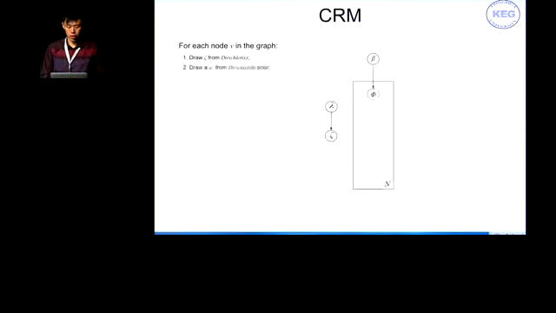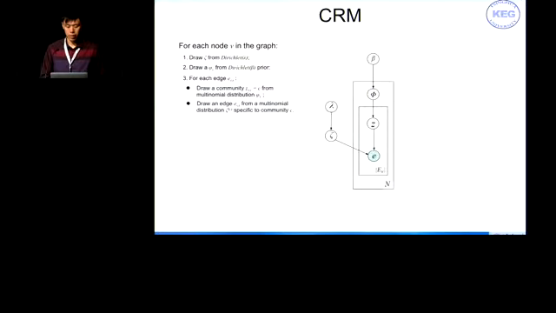For each node V in a graph, they draw a multinomial distribution zeta from a Dirichlet distribution, and draw a phi from a Dirichlet distribution prior. And for each edge of V, they draw a community C of this edge from phi, and then draw an edge E from this multinomial distribution zeta specific to each community.